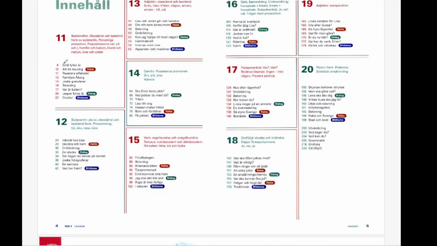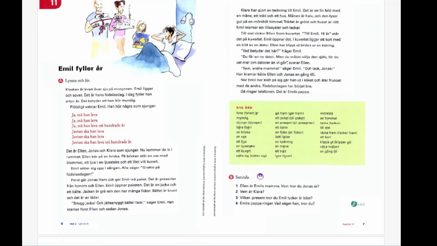So we will move to our first chapter in this first section, which is Emil fyller år, which means Emil is turning, and he has a birthday today. In this chapter, this boy Emil has a birthday, and this shows how his day starts. We will first listen to the audio and follow it, and then we will discuss new words. So let's begin with the audio.